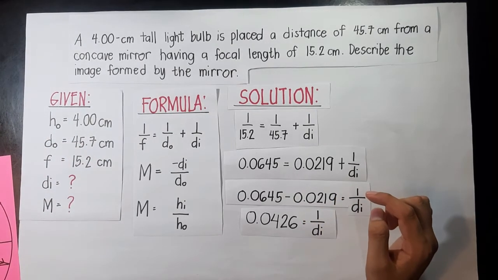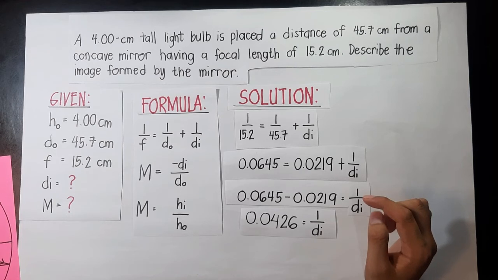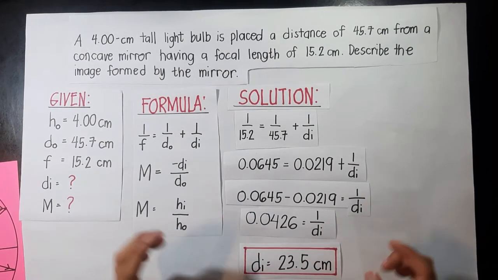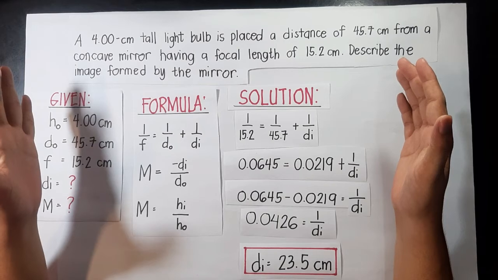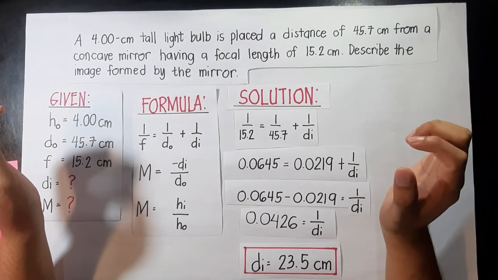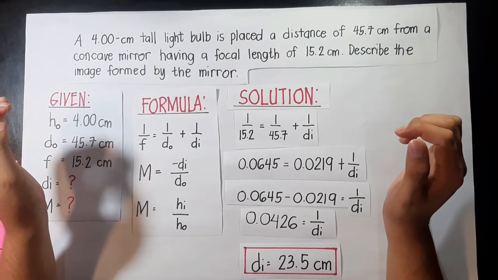And 1 divided by 0.0426 will give you an answer of 23.5 centimeters. So, that is our DI, 23.5 cm.